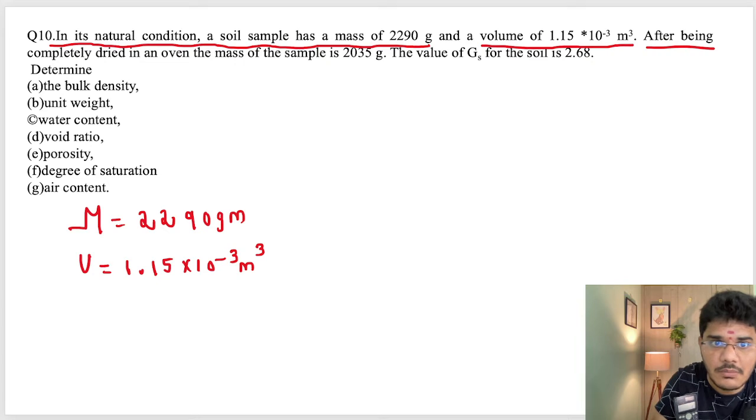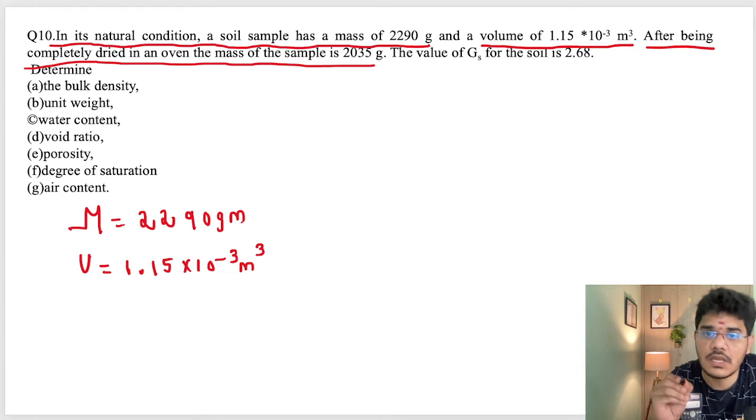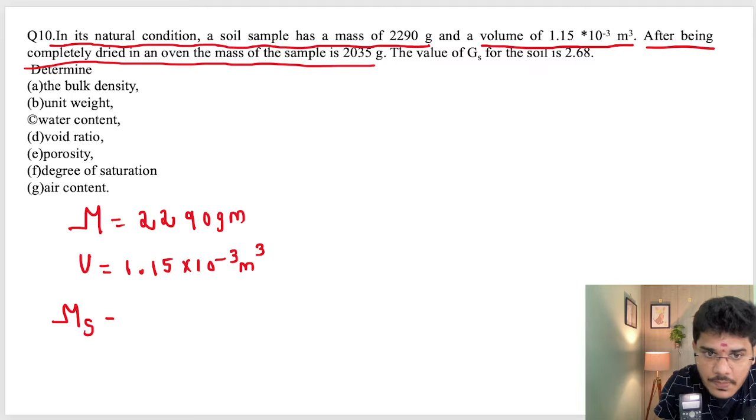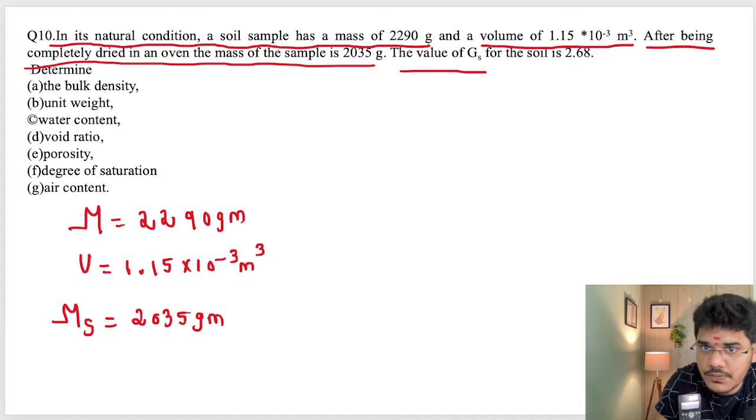After being completely dried in an oven, the mass of the sample is 2035 grams. That means he has kept it in the oven. If you keep it in the oven, then we will be getting dry mass of soil. So MS I am denoting. Mass of dry soil is equal to 2035 grams. And also he has given the value of specific gravity of solids is 2.68.